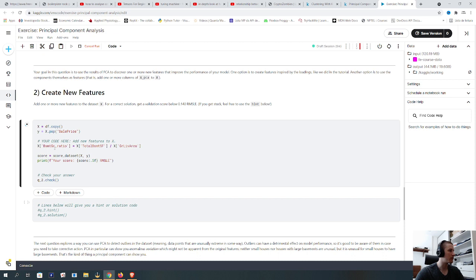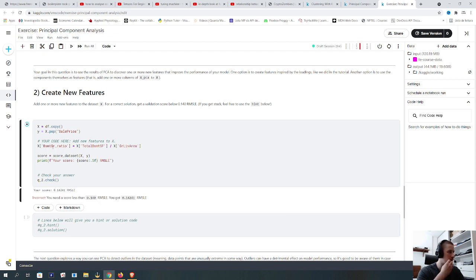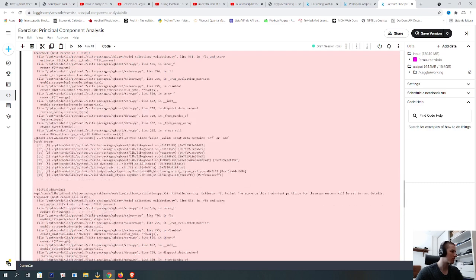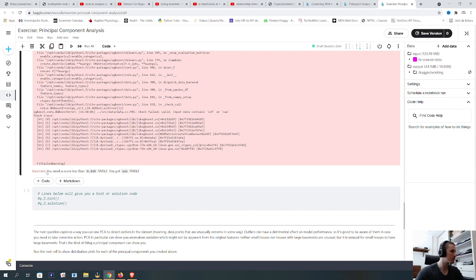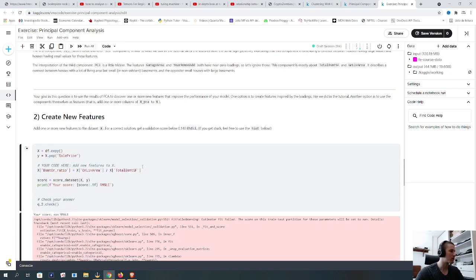I don't know if this is your score. 0.14, you need to score less than 0.14. Okay, so at least I got a score. Let me try the other way around, see if it makes any difference. Probably not. So this doesn't work.